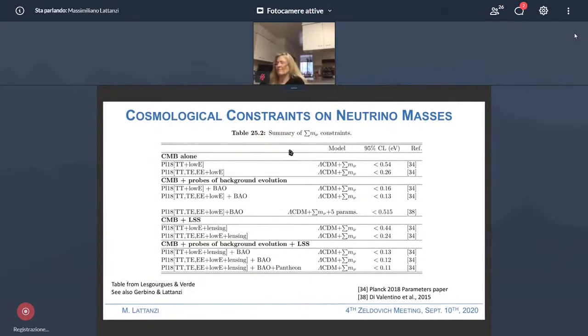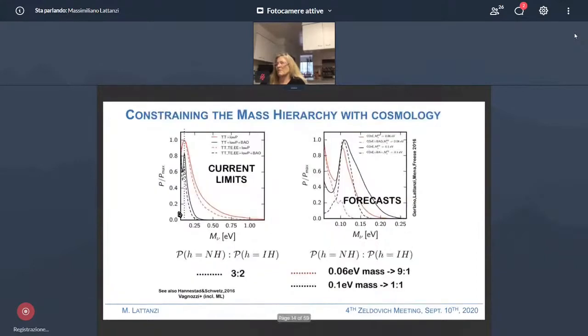Okay, so this is a more detailed summary of the limits that you get from different combinations of Planck data and BAO data. So I'm just flashing this slide. Another interesting thing is that you can constrain the mass hierarchy with cosmology, exactly for the reason that I was explaining a few seconds ago. And so this is the current situation. Here you see the probability as a function of mass, for current data.